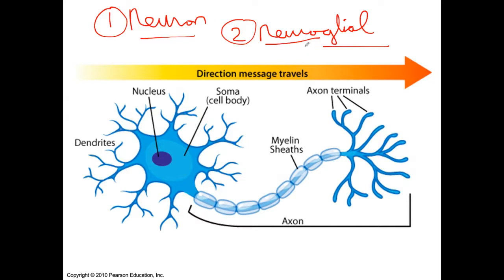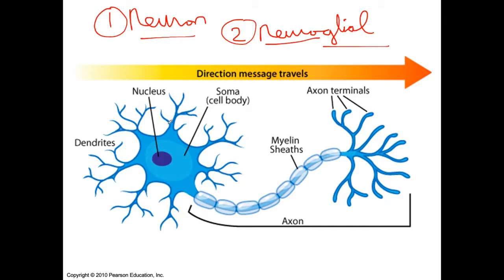When you get into neurology and you look at the neuroglial cells, you'll hear of things called Schwann cells, microglial cells, ependymal cells, satellite cells, oligodendrocytes. Those are neuroglial cells. But let's focus on the neuron first.